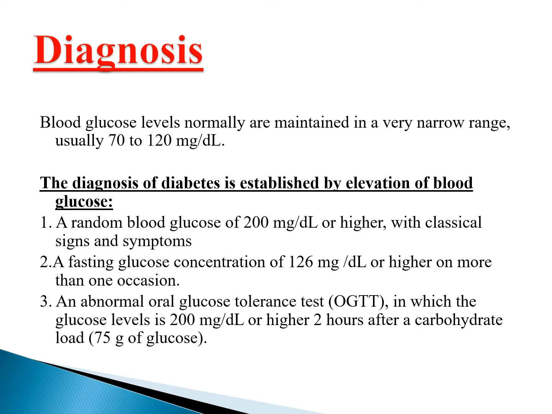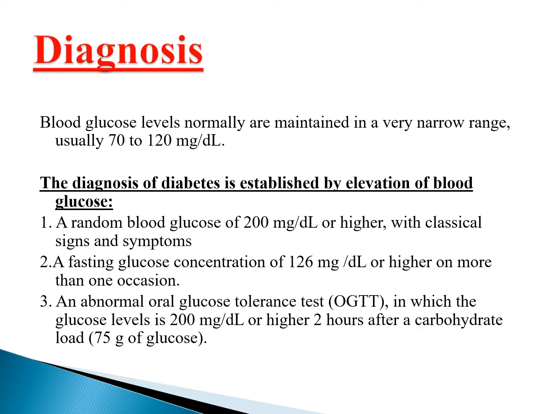The third way is when we give the patient oral glucose. We call it an abnormal oral glucose tolerance test. The patient is given an amount of glucose to drink. Then we do the oral glucose tolerance test. We measure the glucose in the blood of the patient. If it is more than or equal to 200 milligrams per deciliter 2 hours after we give the patient the dose of glucose, this is diagnostic of diabetes.